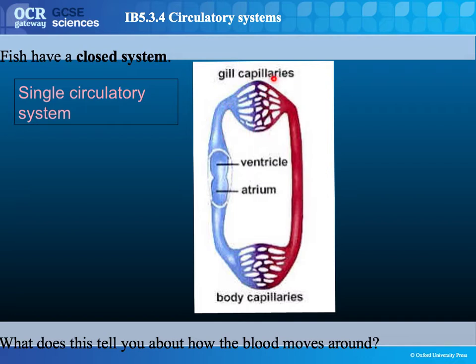To the gills to pick up oxygen, where we can see we've got a change in the blood here to represent that there's oxygen in the blood, and then to the rest of the body, to the capillaries, to diffuse oxygen into the tissues for respiration, back to the heart, into the atrium, and again we get that cycle continuing. This system is also an example of a closed circulatory system. This means that the blood is contained within the vessels and the heart.